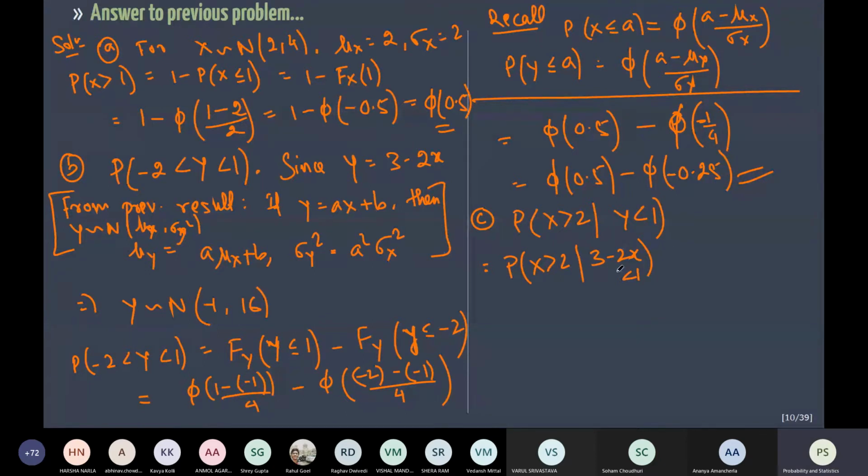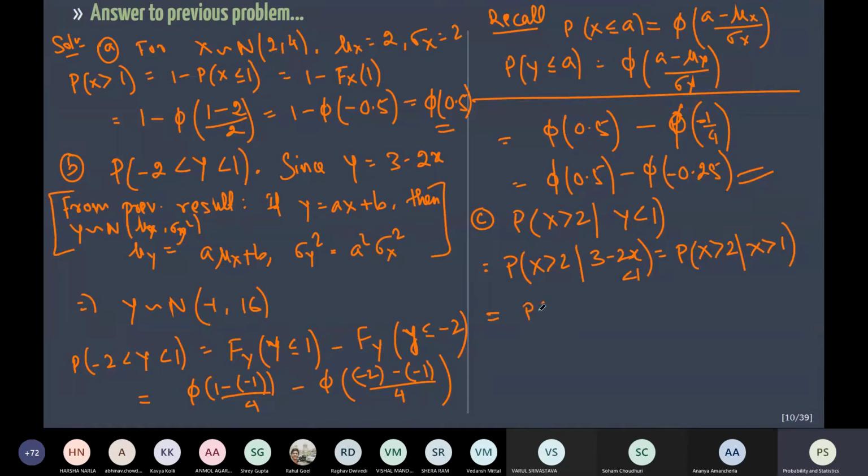So if we solve the second inequality, then this is the same thing as saying the probability that x is greater than 2, and so 3 you send it to that side, minus 2, and then you reverse the inequality, so it will be x greater than 1. Okay, so we solve the second inequality. Now the conditional formula we know, right?